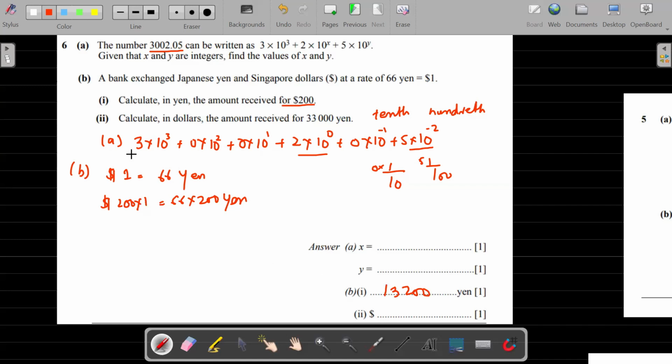Okay. Now it says that calculate in dollars the amount received for 33,000 yen. Okay. We need to convert this into dollars. The exchange rate is still the same. So what am I going to do? I'm going to use my own method, but you can use your own unit method.